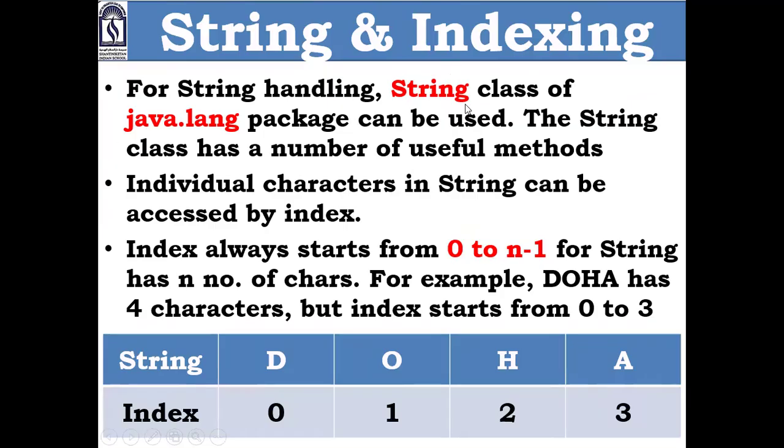For string handling, the String class available under the java.lang package can be used. The String class has a number of useful methods. Among these, we are going to use only one method, that is charAt, which we will see. Individual characters in a string can be accessed by their index. Index always starts from 0 to n minus 1 for a string which has n characters. For example, here we have one string called Doha. D is available at index 0. So index always starts from 0 to n minus 1.